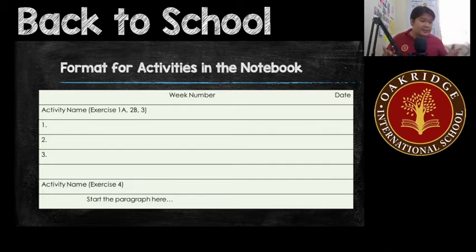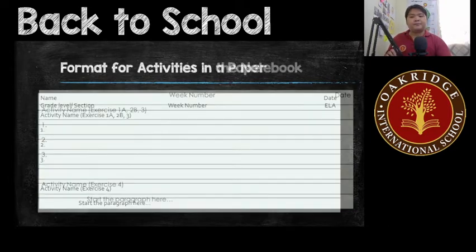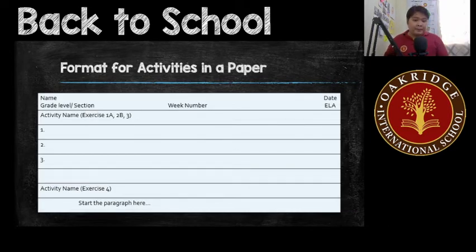Exercise, for example, exercise 4, okay, and then below it, put an indentation. That will be the space before your paragraph, and then start the paragraph already. Okay, that's how it would look like. Okay, now, what about those with paper? How would it look like if you're going to be submitting things through your paper?